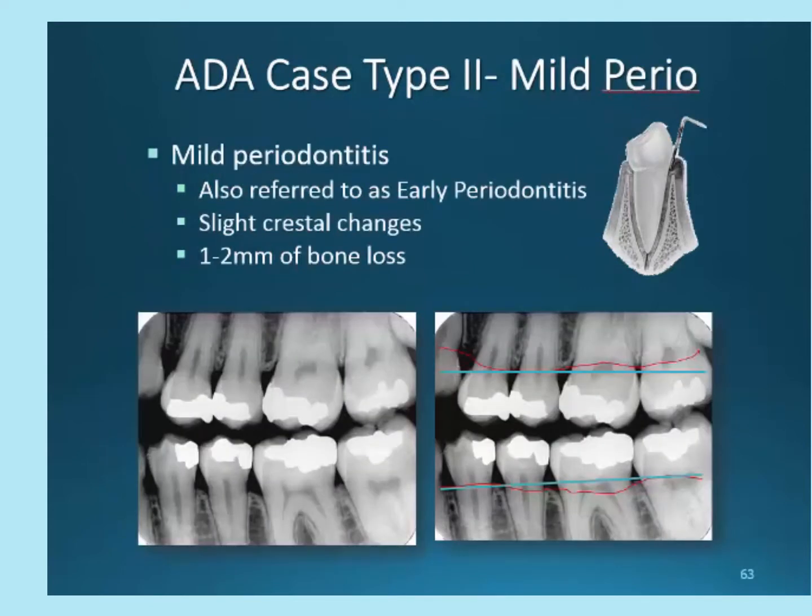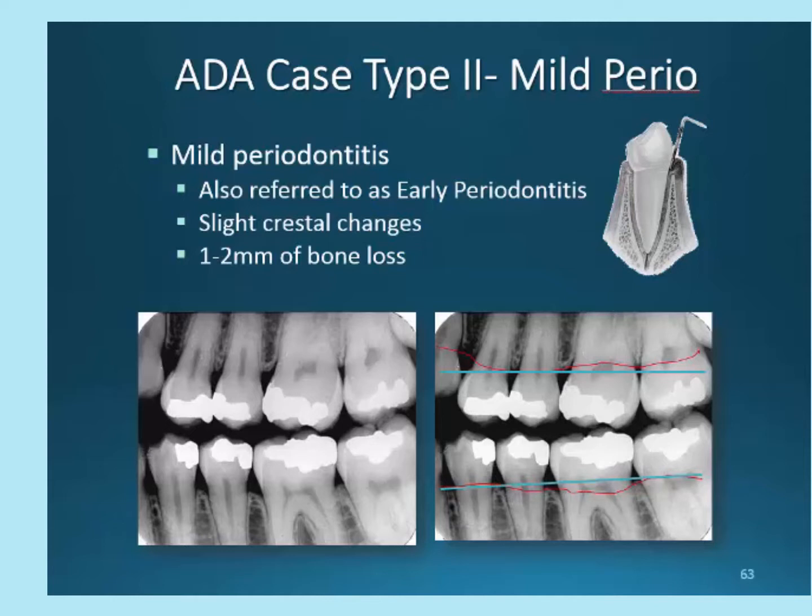Mild, also referred to as slight periodontal disease, refers to the early stages. There are slight crestal bone changes that involve the first 1 to 2 millimeters of bone. When probing these areas, readings will be no greater than 4 millimeters, typically between the 3 and 4 millimeter range.